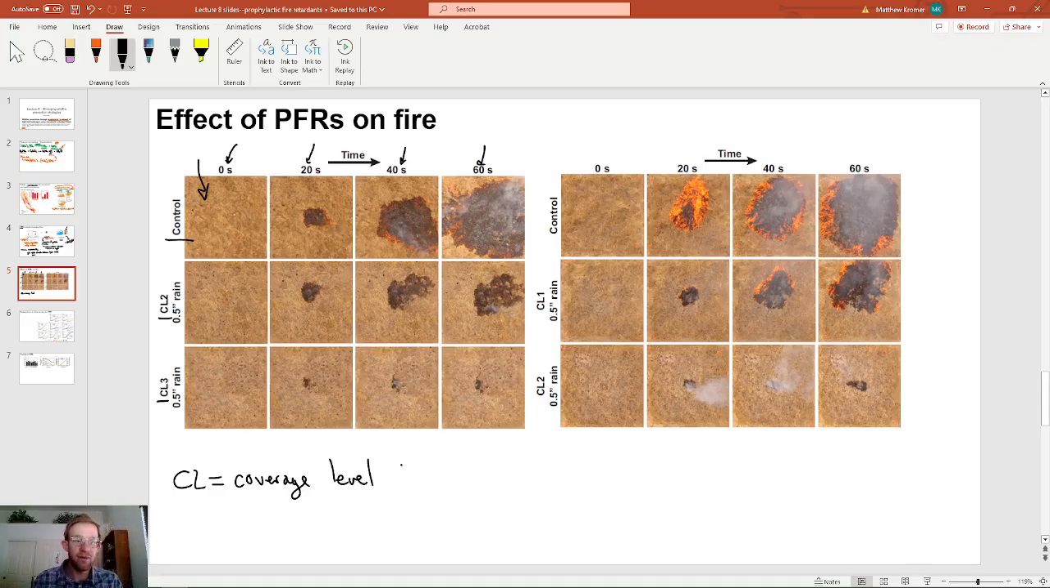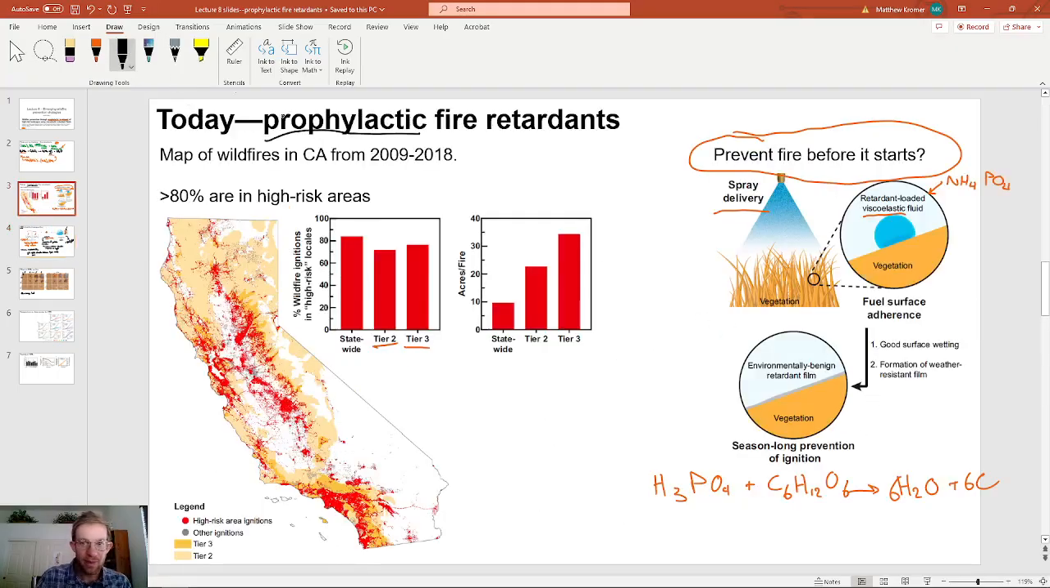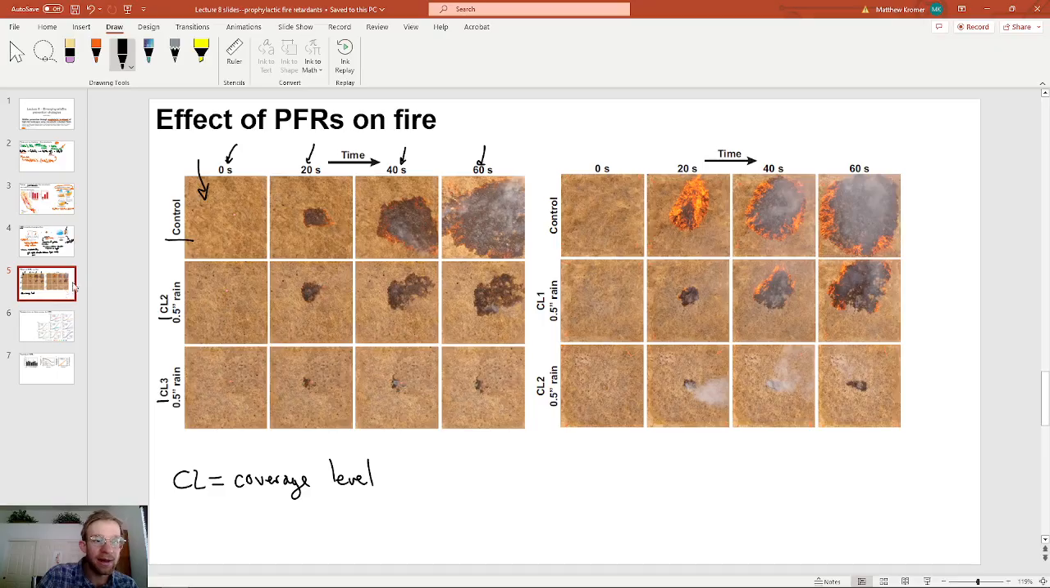So they test out various coverage levels to see how little of this stuff we could use and still prevent a wildfire, okay? And what they did is, after coating the vegetation with this thin layer of retardant-loaded fluid, they actually simulated rainfall on the area. They simulated about half an inch of rain to mimic, should rainfall affect this vegetation, will it completely wash off this retardant-loaded fluid, or would it remain intact, okay?